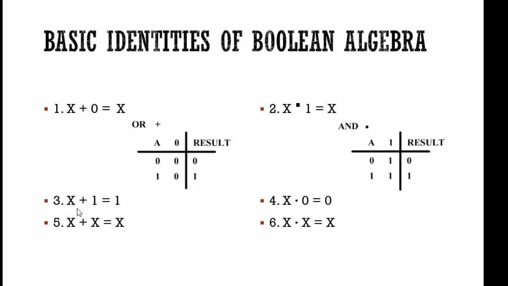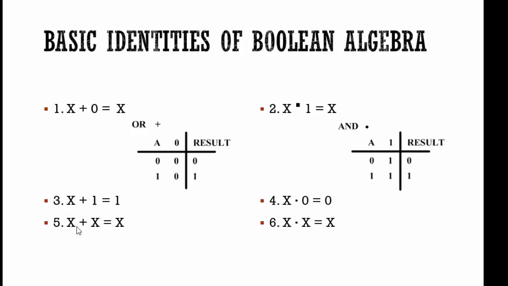So the next one is x OR 1 is equal to 1, because any variable, whether this is 0 or 1, the end value will always be 1. Okay? If this is 1, 1 OR 1, that's 1. 0 OR 1, that's still 1. Same is true with the AND side: if you AND any variable with a 0, it will always be 0. It's like you multiply anything with 0, it's always going to be 0. Okay, for the AND.